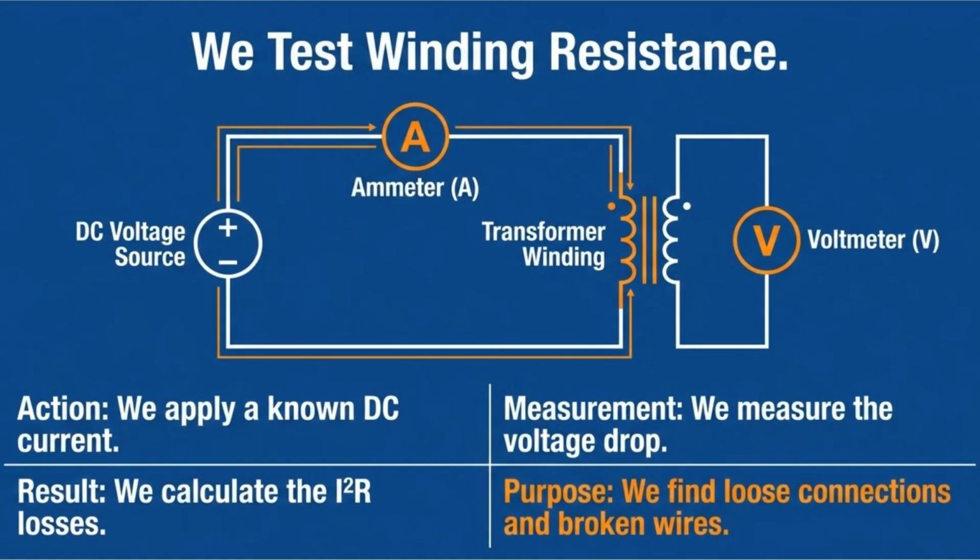Testing winding resistance helps identify loose connections or broken wires. By applying a known DC current and measuring the voltage drop, we can calculate I²R losses.